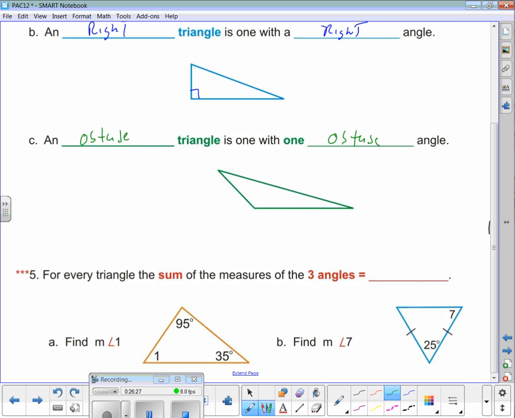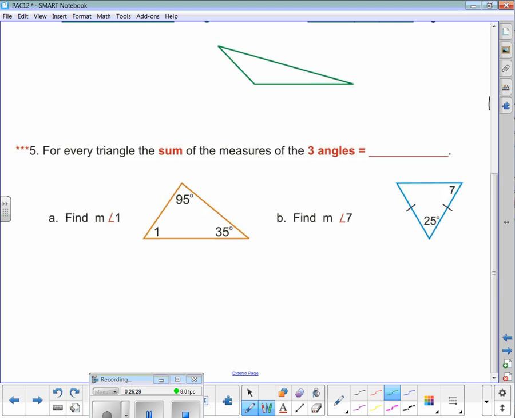All right. Let's finish with this important aspect that we've already mentioned. From now on, for the rest of your life, make sure that you know, for every triangle, the sum of the measures of the three angles is 180 degrees. You must know that.